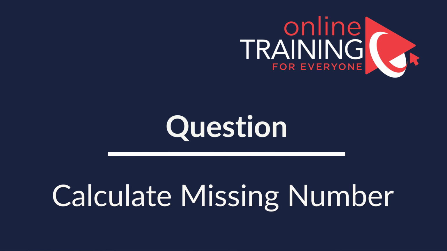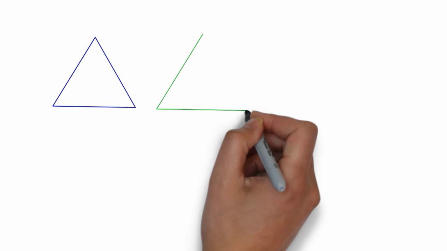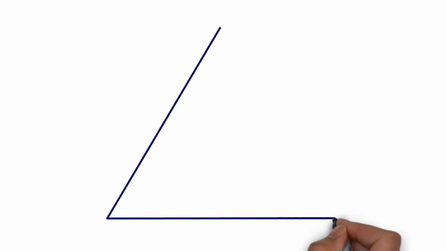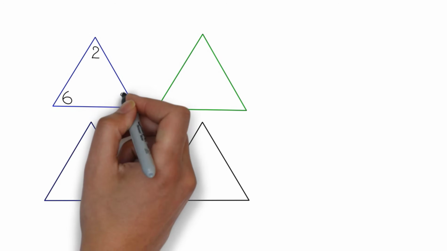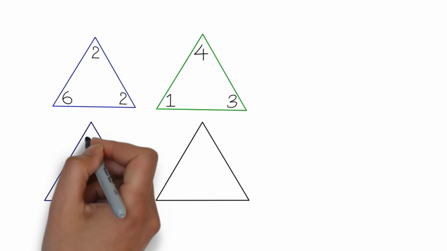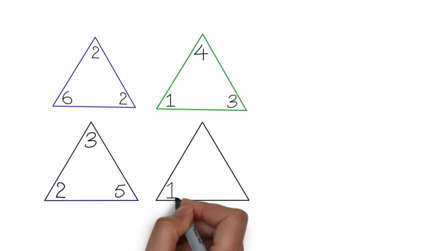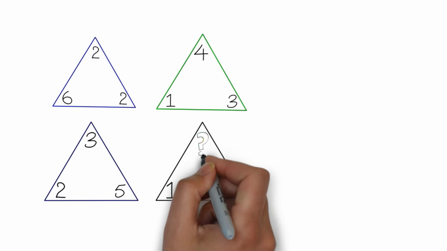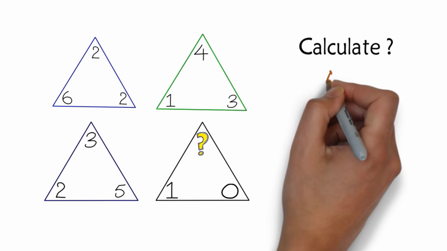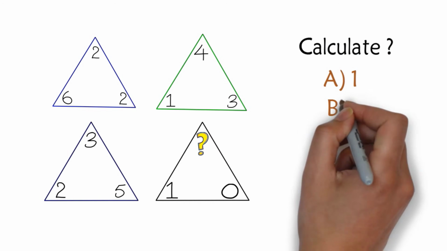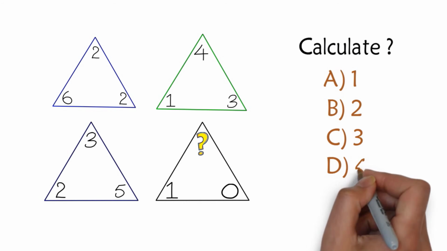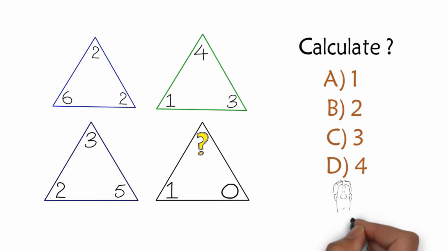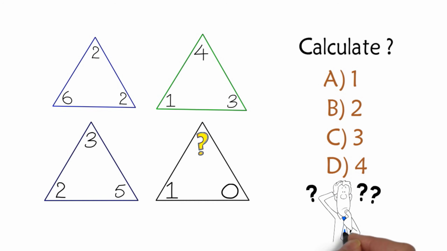Here's another puzzling question you might find difficult to solve. You're presented with 4 triangles. Each triangle has a number in each corner, and you need to calculate one of the missing numbers in the upper corner of the black triangle. You have 4 different choices. You have choice A, 1, choice B, 2, choice C, 3, and choice D, 4. Can you determine the answer? Let's continue to see how we can solve this challenge together.